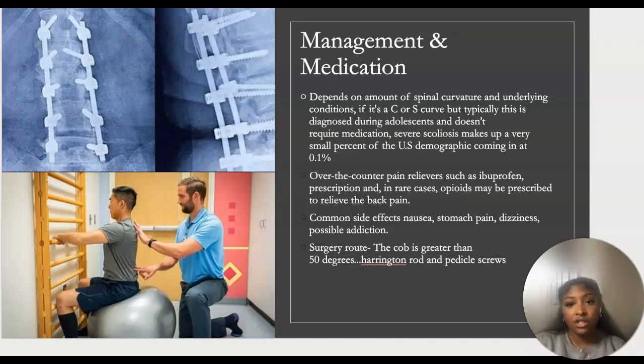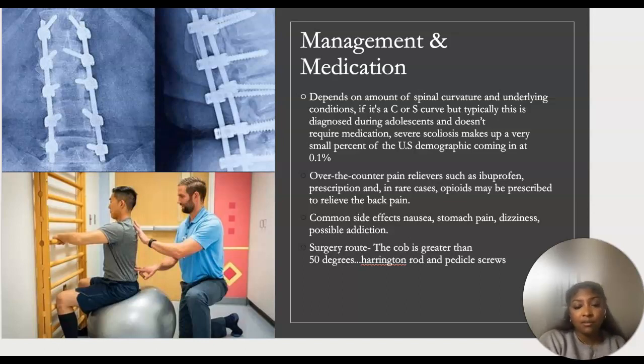A form of managing it for the severe route, again, if they hit that 50-degree angle, will be a surgery route. So if you look in the top left corner, this is the Harrington rod, and there is also another procedure with the pedicle screw, but basically it's a surgery where you have screws aligned to straighten up your curvature of the spine to realign it if it's a severe angle.